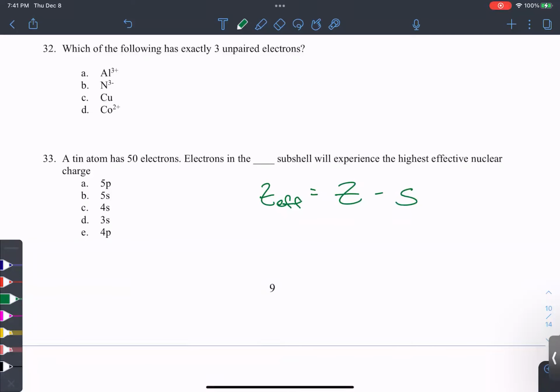So all of these electrons are on a tin atom, so all of them have Z the same, plus 50. All of them are attracted to a positive 50 nucleus. But what is different for these electrons? Shielding. How do we calculate shielding? What is shielding? It's all the electrons in front of it. So all of the electrons in n-1 energy levels, essentially between that electron of interest and the nucleus.